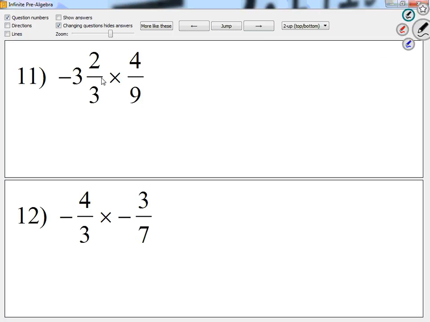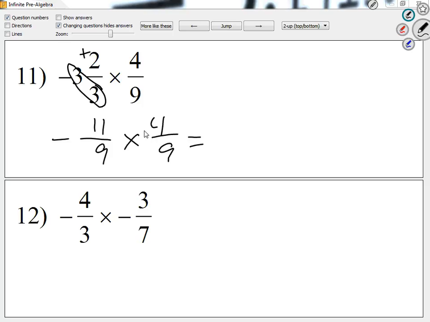3 and 2/3, I have to change that to an improper fraction. I'm going to change that to 11 over 9. Remember the way I came up with 11, because I multiplied 3 times 3, and then I added it to the 2 on top. That's how I came out with 11. So I have to go negative 11 over 9 times 4 over 9.